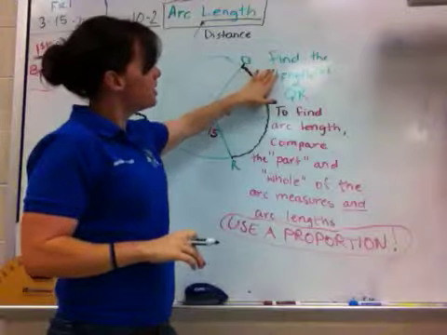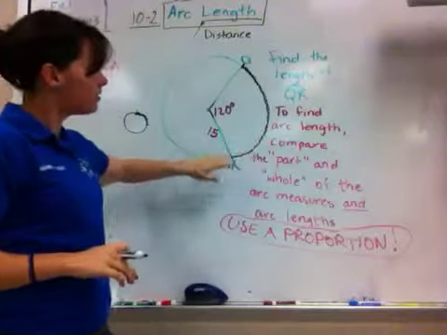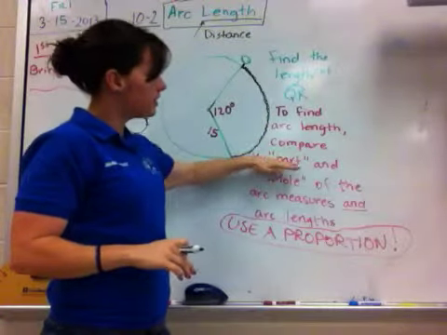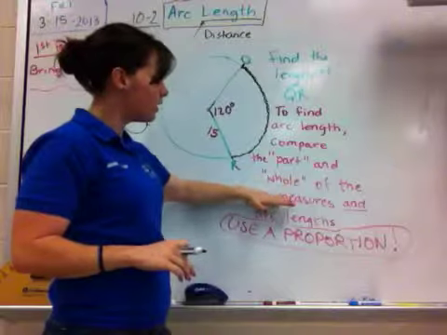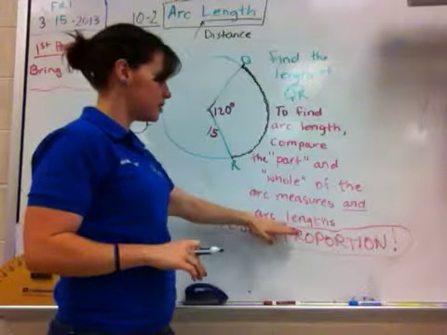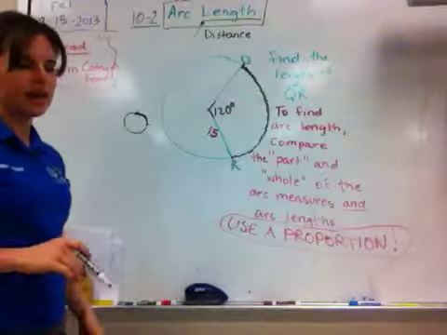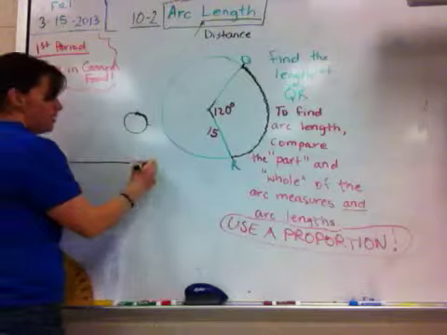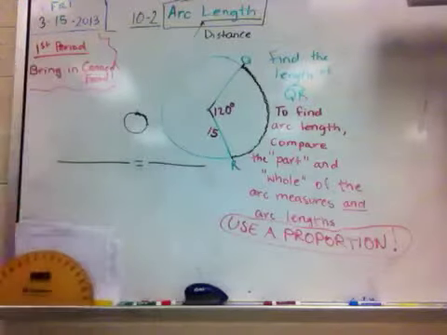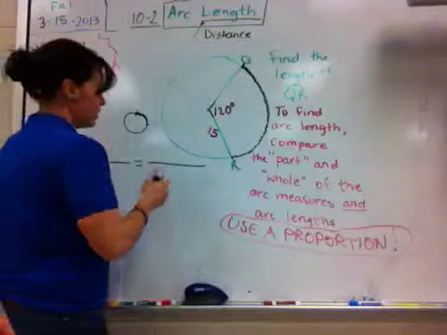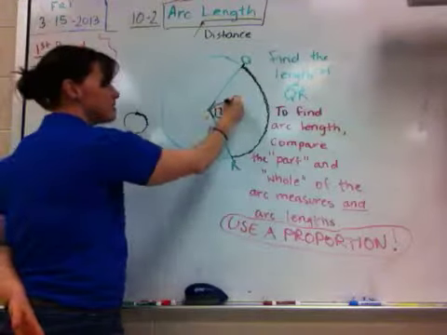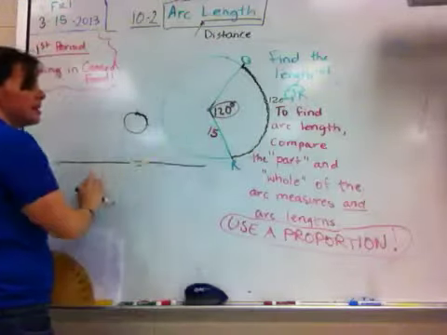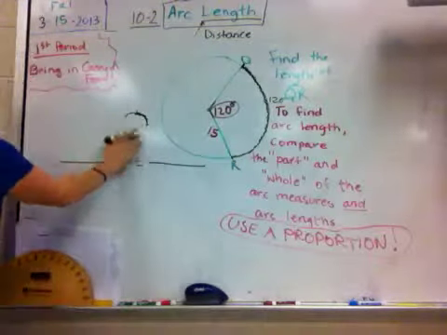Okay? To find the length of arc QR, to find the arc length, compare the part and the whole of the arc measures with the arc lengths. Okay, I'm going to explain this a little bit more using a formula for a proportion. Okay, now think of it like this. We want to set up a proportion. We are going to use the measure of the arc, 120. But we are also going to think about this length thing, but we can do a proportion with this.